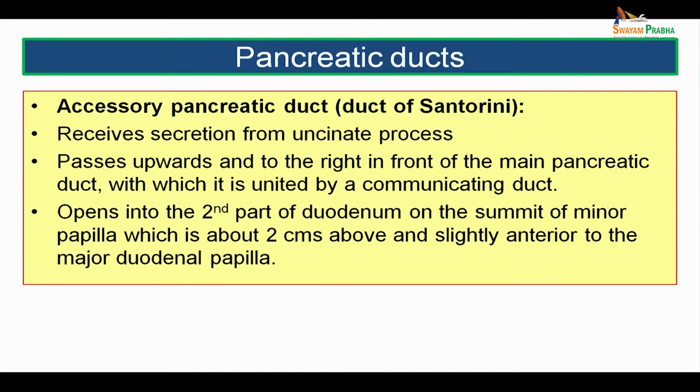The accessory pancreatic duct, also known as the duct of Santorini. It receives secretion from the uncinate process, passes upwards and to the right in front of the main pancreatic duct, with which it is united by a communicating duct. This accessory pancreatic duct opens into the second part of duodenum on the summit of the minor duodenal papilla, which is about 2 centimeters above and slightly anterior to the major duodenal papilla.